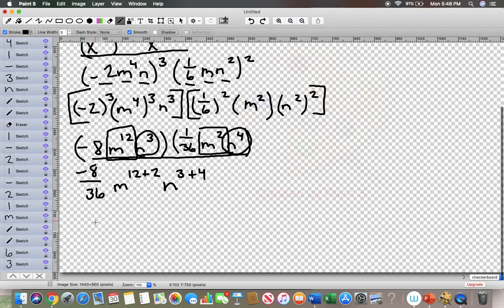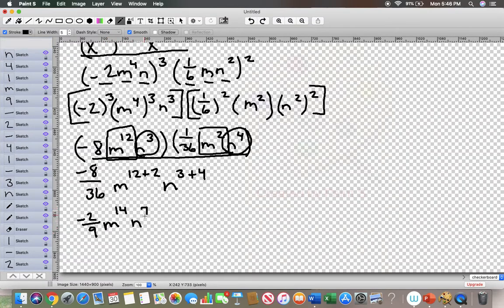Well, the greatest common factor between these two is 4, so negative 8 divided by 4 is negative 2. Over 36 divided by 4 is 9, so I've got negative 2 ninths times n to the 14th power times n to the 7th power, and that is my final answer.